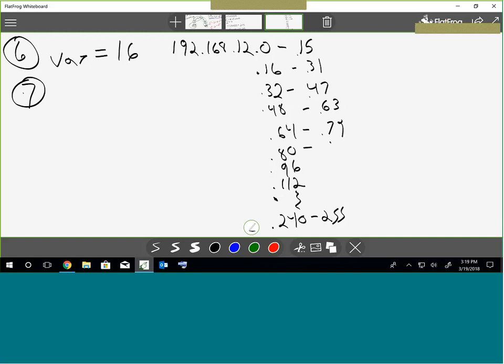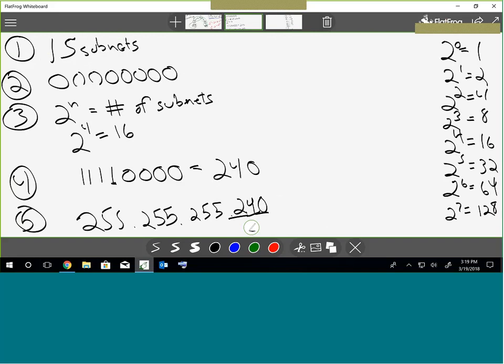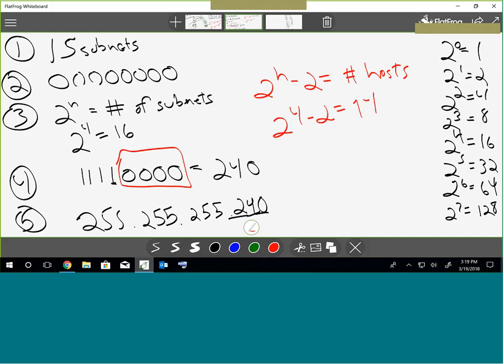So now let me ask you this: how many hosts are on each subnet? 14. Okay. How'd you get that? Take away the broadcast and the network, and you got 14 remaining hosts. Right. And when you look here, how many host bits are left when you borrow 4 bits? 4 bits. 2 to the h minus 2 equals the number of hosts, remember. And so guess what? 2 to the 4th minus 2 equals 14.